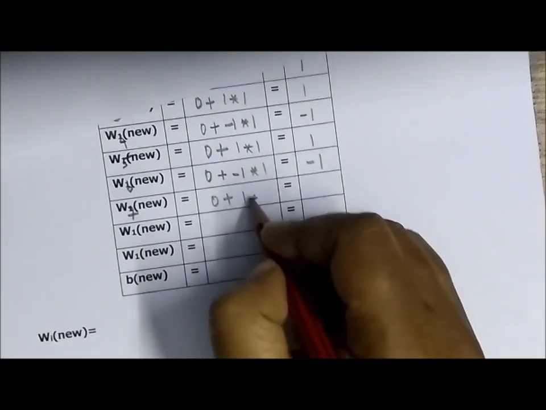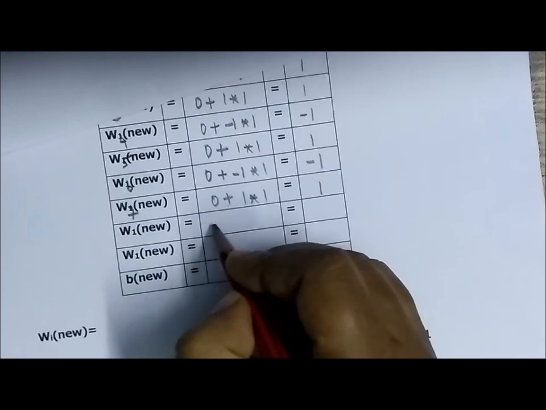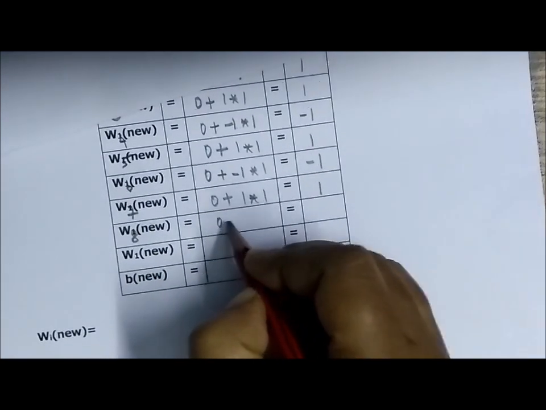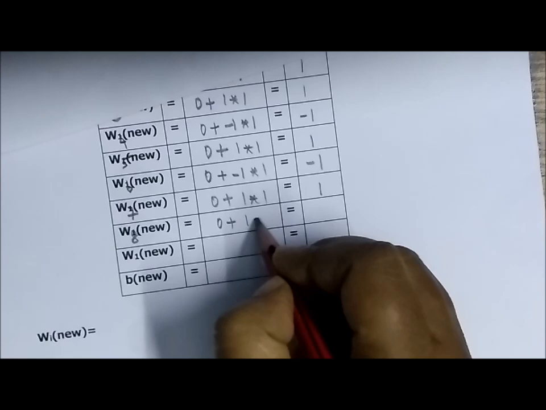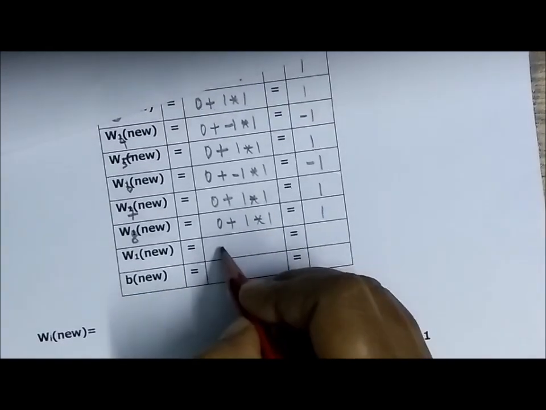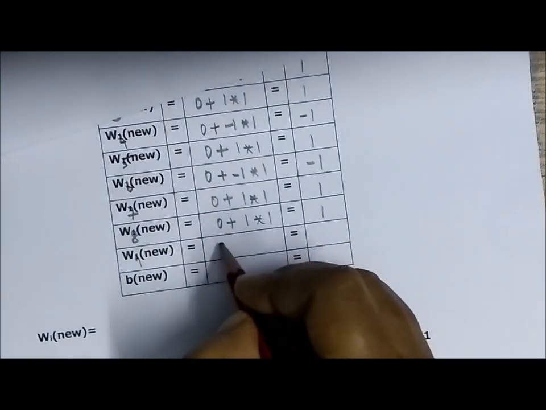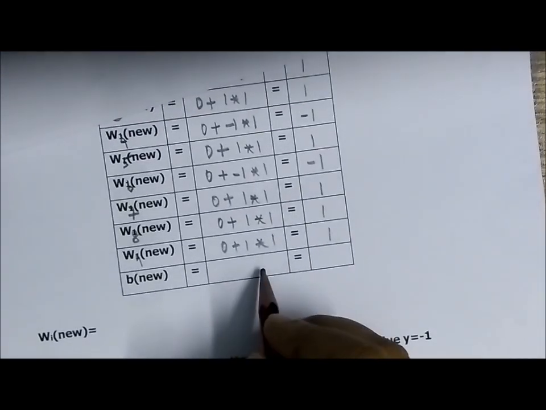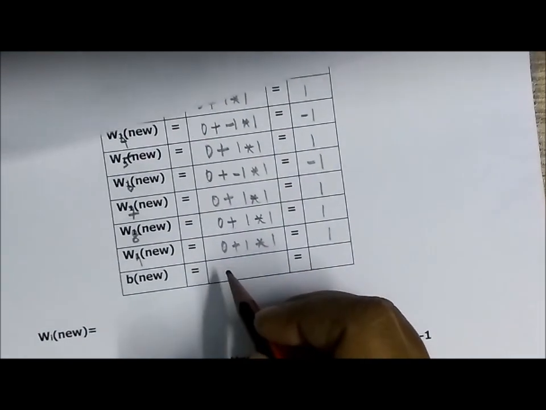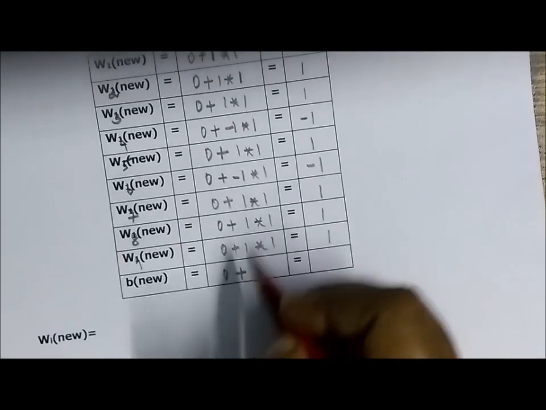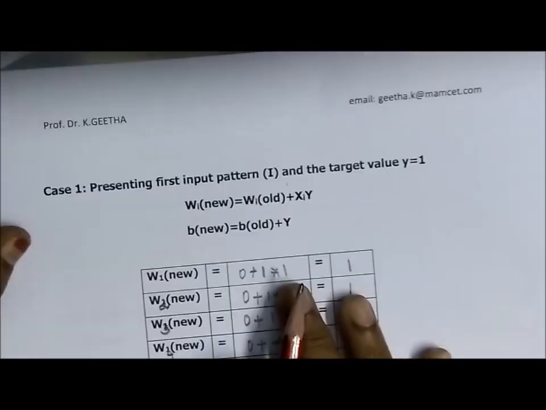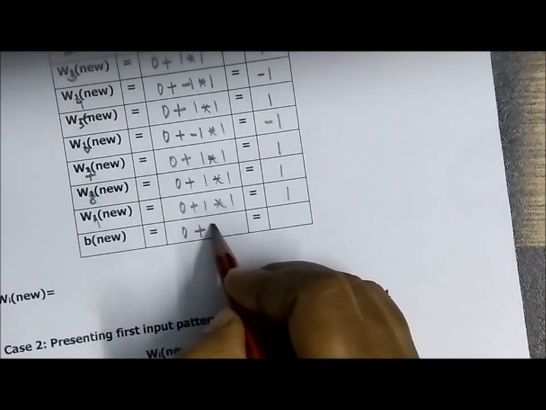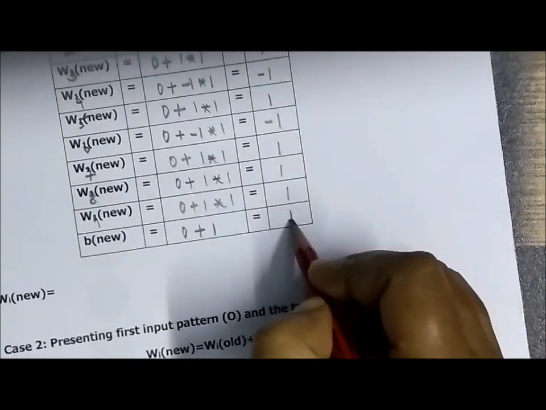So 1 into 1 will be having 1, and W8 of new, so 0 plus will be having 1 into 1 which is equal to 1, and W9 of new, so 0 plus 1 into 1 which is 1, and bias of new we have to update the old bias. So bias also we have initialized as 0, so 0 plus your y value. Here bias of old plus we are having it as y, so here will be having 0 plus 1, so the value will be 1.